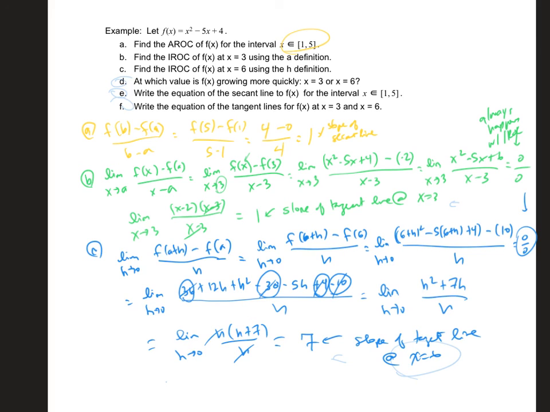Now, E and F are simply writing equations of lines once you have slopes and points, so I'm going to ask you to do that on your own before you come into class next time.